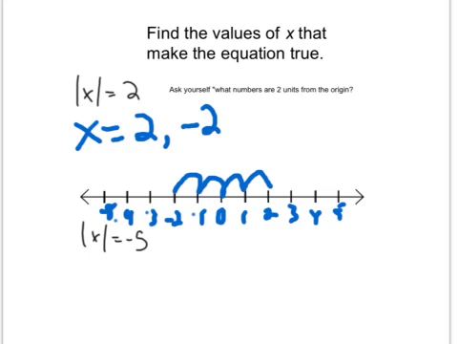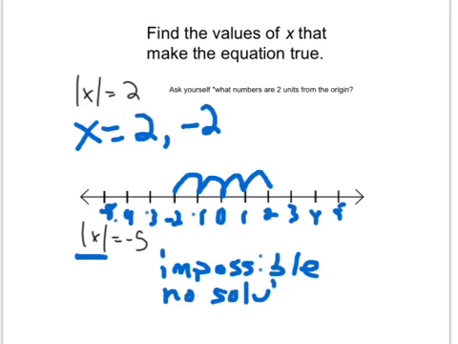So the bottom of the example is asking what numbers have an absolute value of negative 5? It says what numbers are negative 5 spaces away from 0? Well, on the last slide I told you the absolute value can never be negative. So there is no answer. So this is impossible. Or no answer. Or no solution. Okay? Something like that. One of those answers would work.